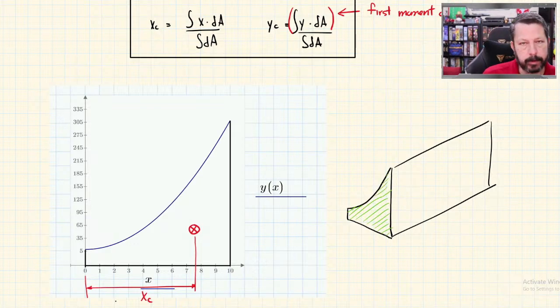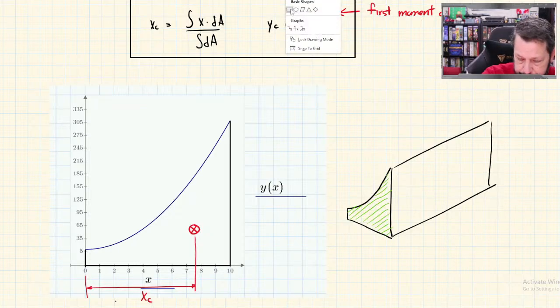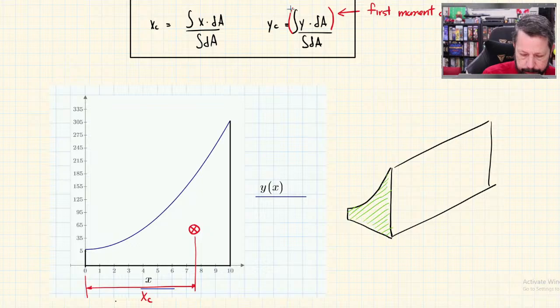So we'll throw that into MathCAD here in a second, and it'll tell us that area. But the numerator is a little bit different. It has that, but it's also x times that. So how that works is you need to imagine, this is what the calculus part is doing for you.